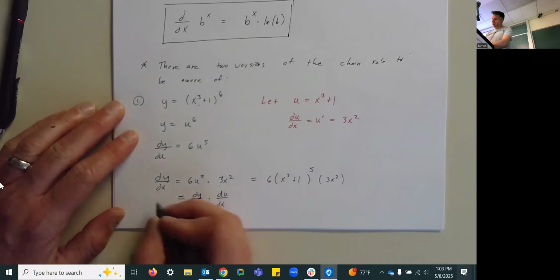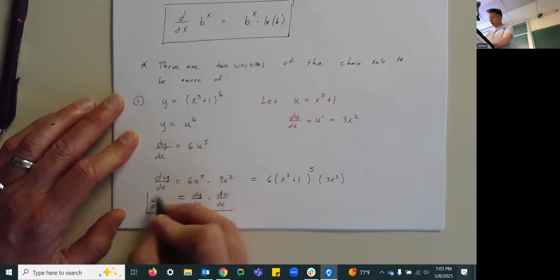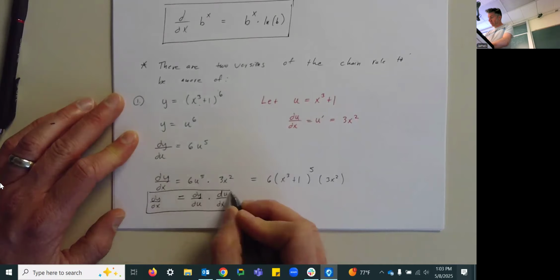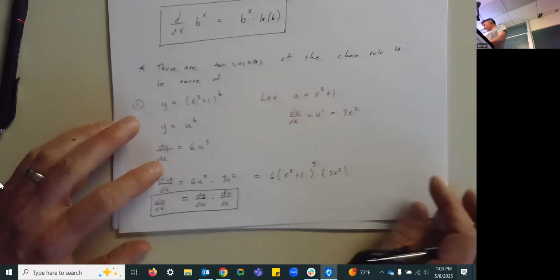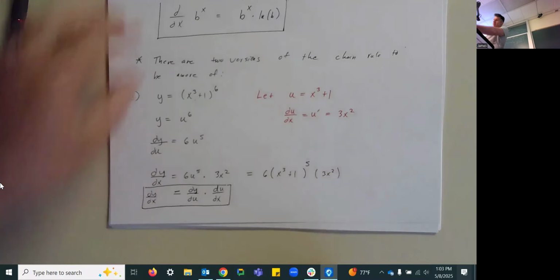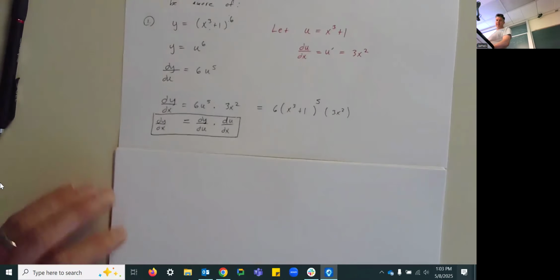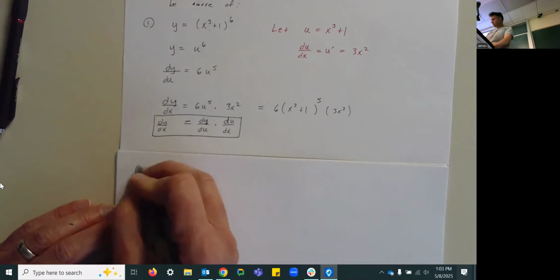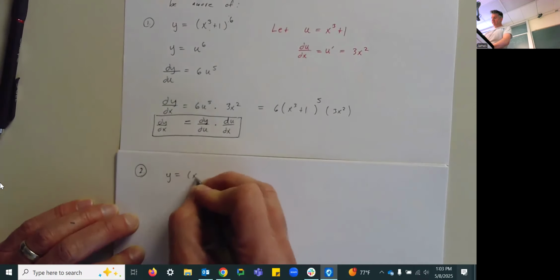So this is one way of writing the chain rule, which becomes useful often when we are doing implicit differentiation. And then the other way is the way I prefer to think of it. The other way to think of this is by saying, well, we're going to let, again, y equals x cubed plus 1 to the 6th.